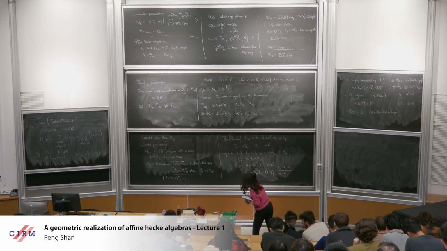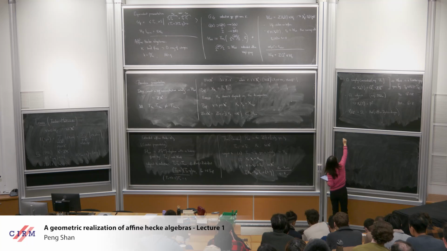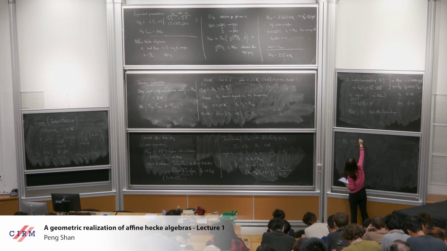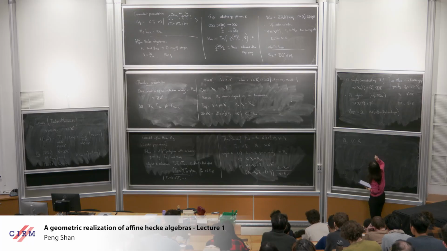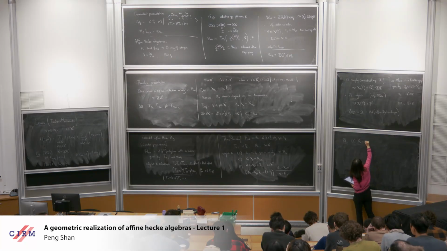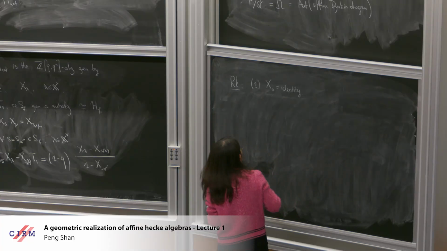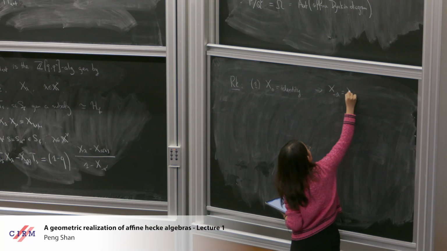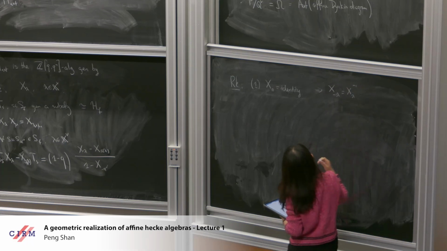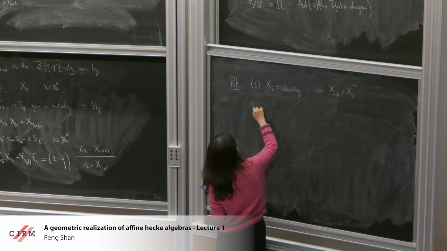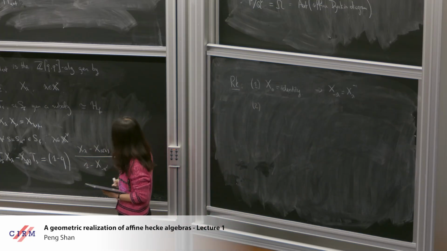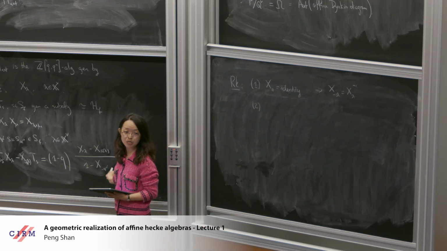So first of all, there is a remark. You notice that if lambda is 0, then this is the identity element in the Hecke algebra. And in particular, x of minus lambda is x lambda inverse. And second, you need to observe why this is an element in the affine Hecke algebra.